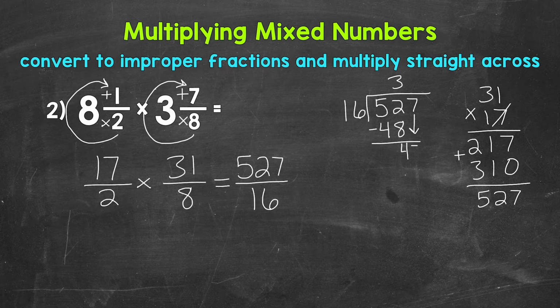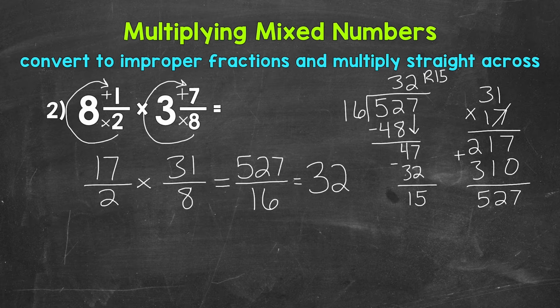Bring down the 7, and now we repeat. So we divide. We have 47 divided by 16. How many whole groups of 16 in 47? Well, 2. That gets us to 32. And now we can multiply. 2 times 16 is 32. Subtract, and we get 15. So 32, remainder 15. That means 32 whole groups of 16 in 527.